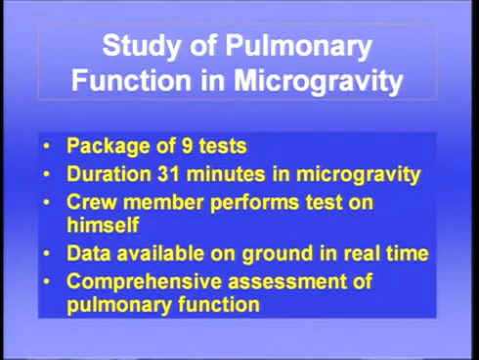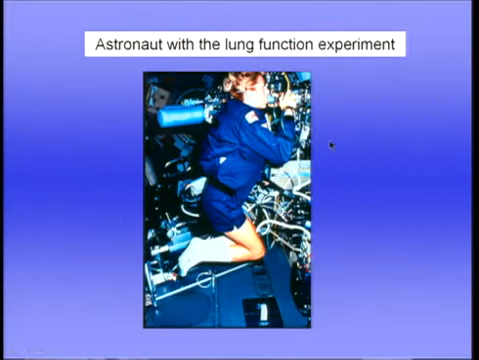The data were available on the ground in real time. We were at the Johnson Space Center, and we could see the data coming down on screens. In fact, it was just as the experiment was being done in the room next door, and we got a reasonably comprehensive assessment of pulmonary function, most of it relatively simple tests, but nevertheless we learned a great deal about pulmonary function. Here's a photograph of one of the astronauts carrying out the experiment. You can see that she has a valve box here.